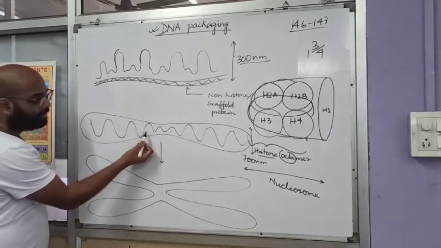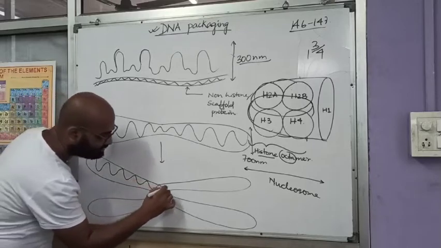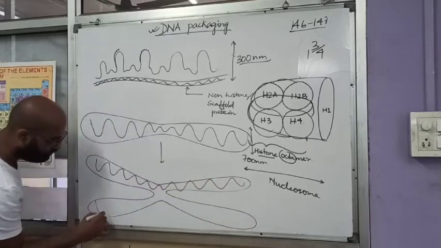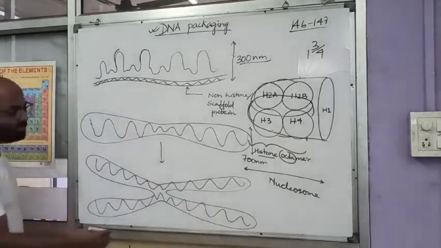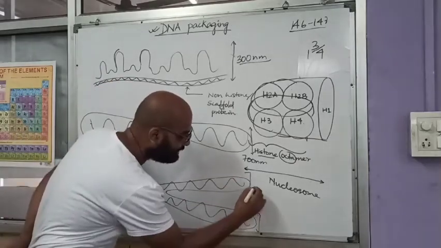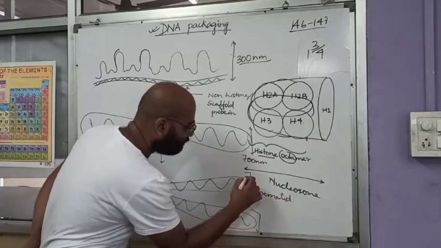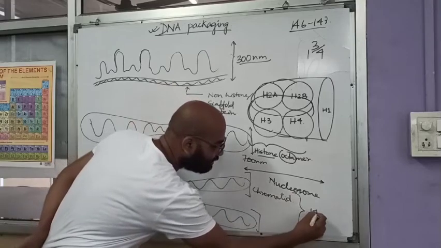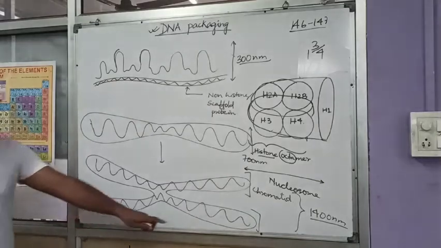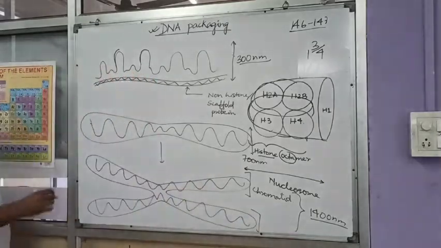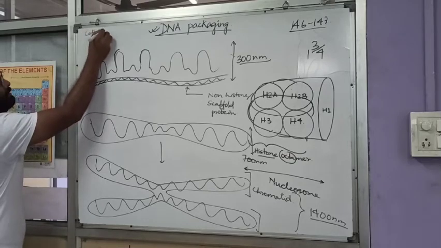where the chromatin molecules get split to give you the individual chromatids. So these are individually my chromatids, which give me a diameter of 1400 nanometer. You can relate this to your first year knowledge that we studied in the cell cycle.